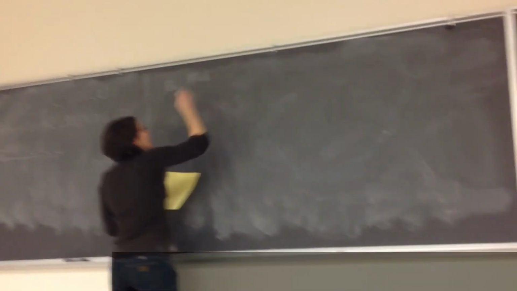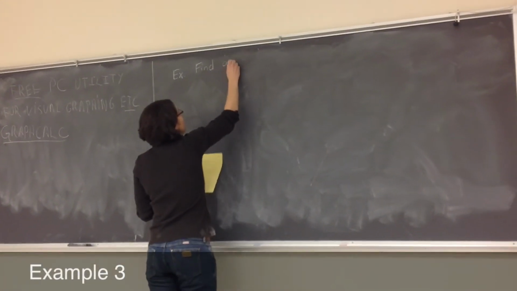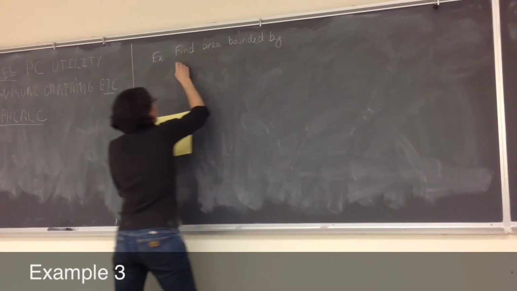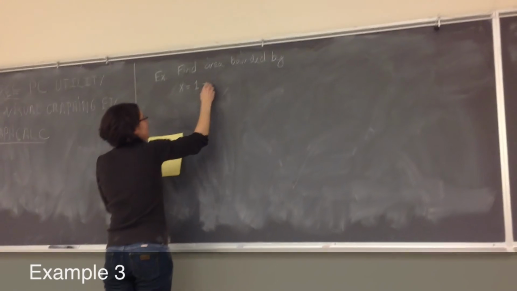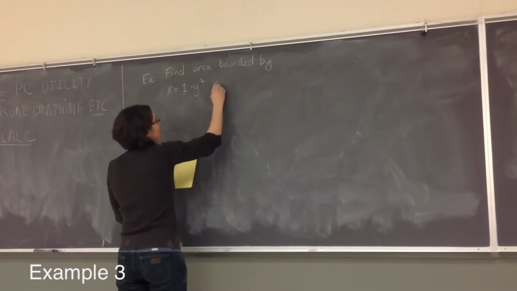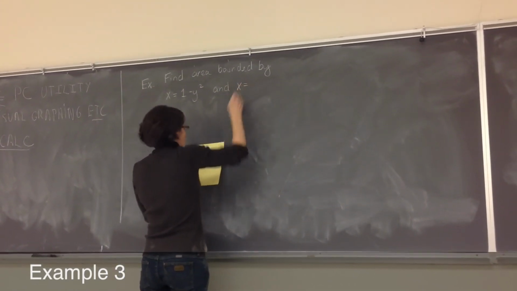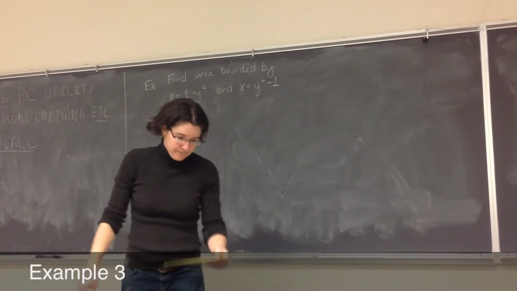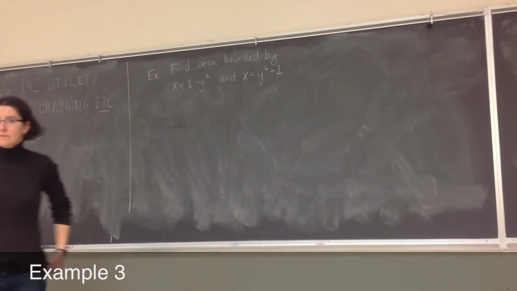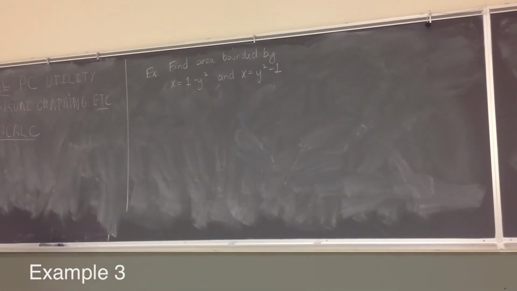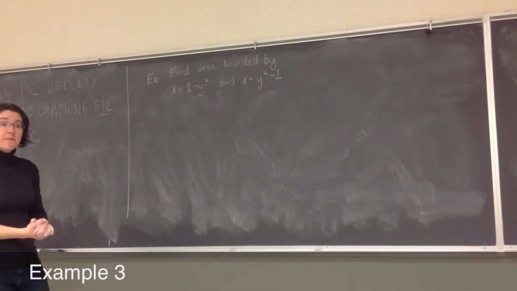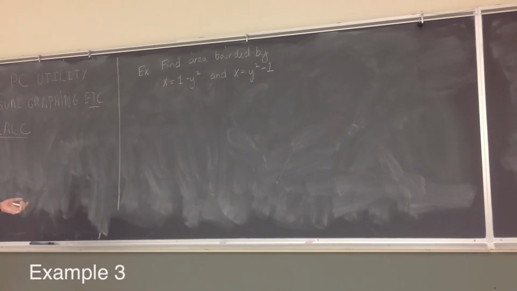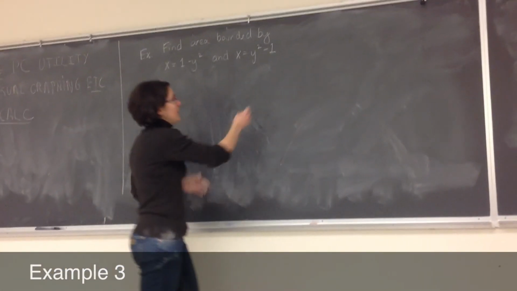When you come back, our job is to find the area bounded by x is equal to 1 minus y squared and x is equal to y squared minus 1. So you solve for y in one, plug it in the other? All right, so the question now becomes, okay, find the area bounded by these guys.